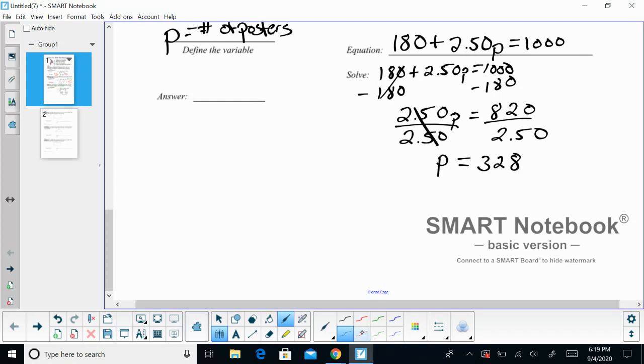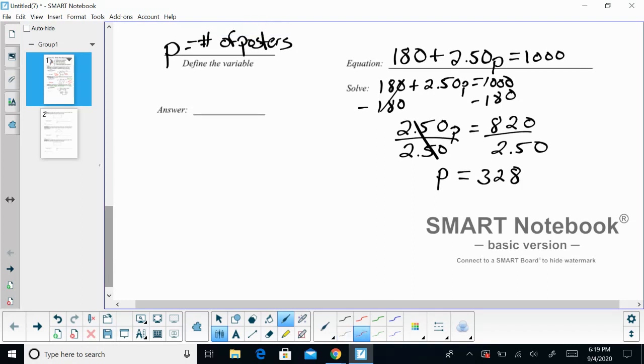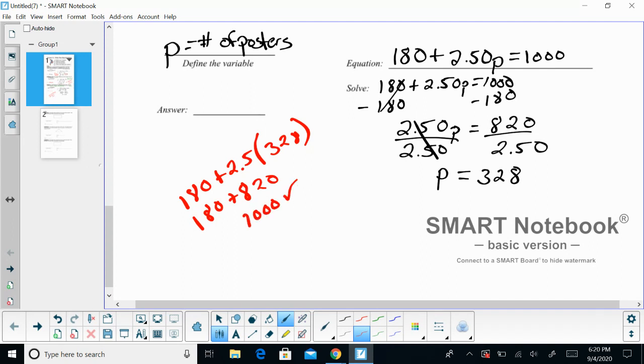328. Now before I decide this is my final answer, I do need to go ahead and check my work. So over here I have 180 plus 2.5 times 328. And I want to know if that equals 1,000. Well, 2.5 times 328, because we have to do multiplication first, comes out to be 820. And 180 plus 820 is 1,000. So my answer checks out.